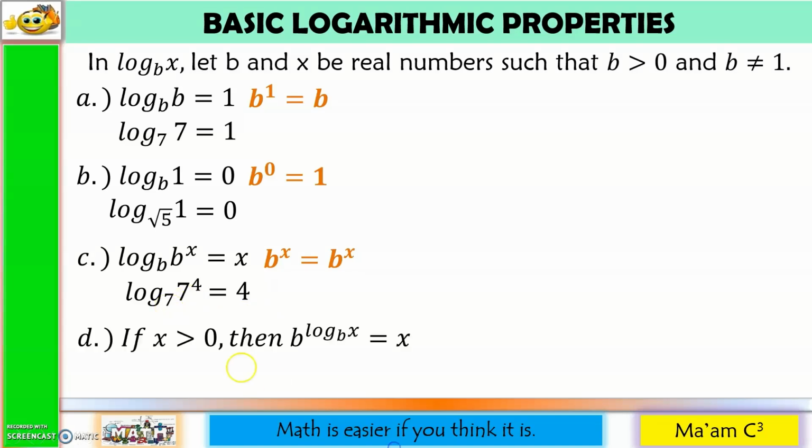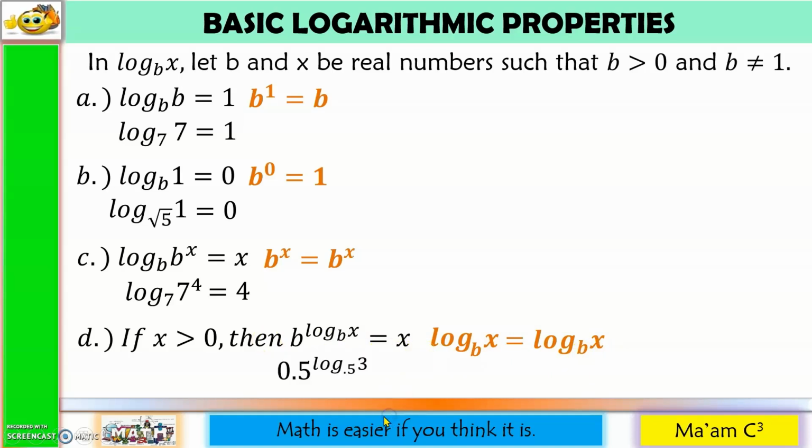Next property, if x is greater than 0, then b raised to the logarithm of x to the base b is equal to x. This is in exponential form. Let's convert it into logarithmic form. So we write the log, we copy our base, and then our answer in exponential becomes our x in logarithmic form, and then the answer is the exponent in exponential form. So the logarithm of x to the base b is equal to the logarithm of x to the base b. So this property is correct.